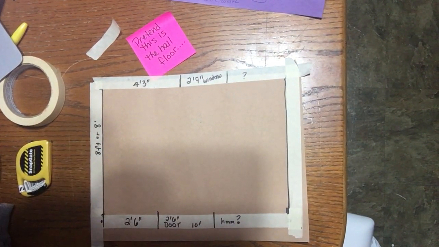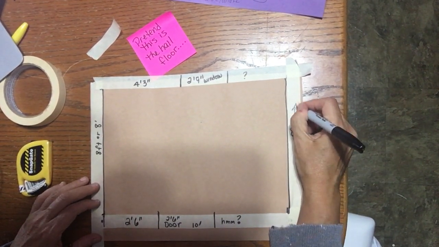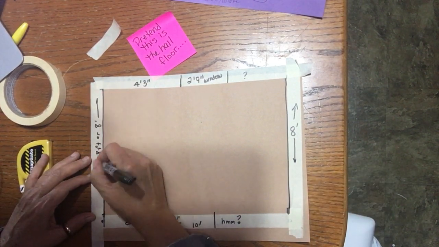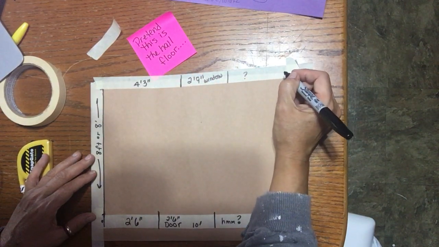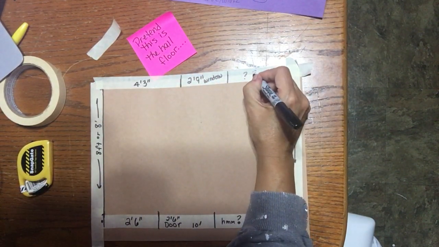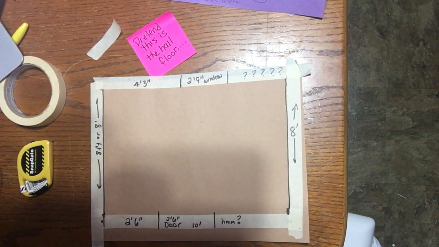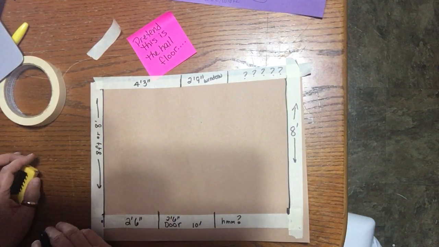So once you have that done, I need you to go ahead and finish labeling the 8-foot wall from there to there. Yes, there's my 8 foot, and of course from here to here is my 10 foot. I would like you and your team to figure out what this dimension would be. I think, yep, that's it.